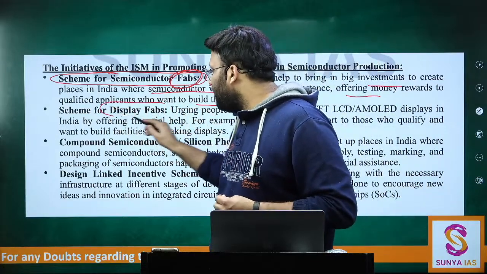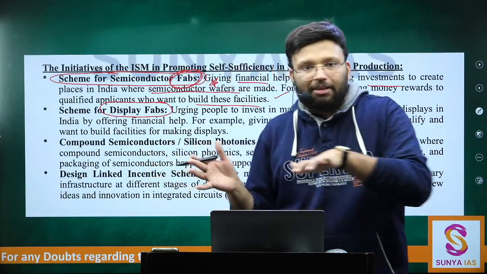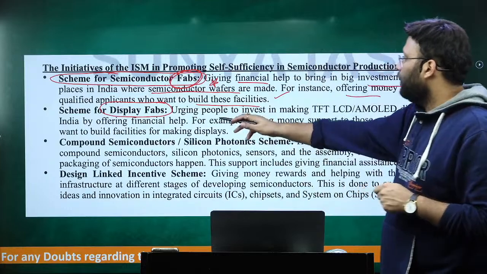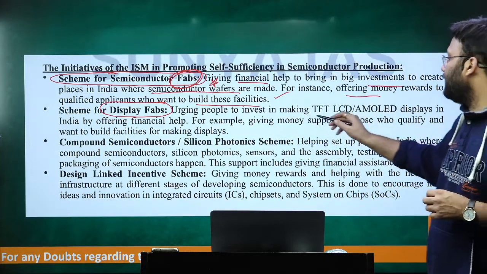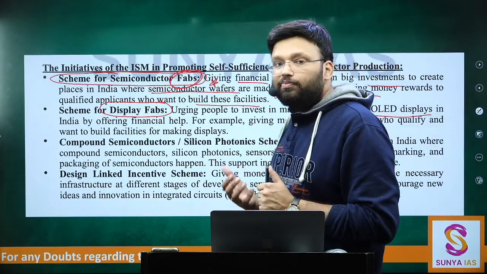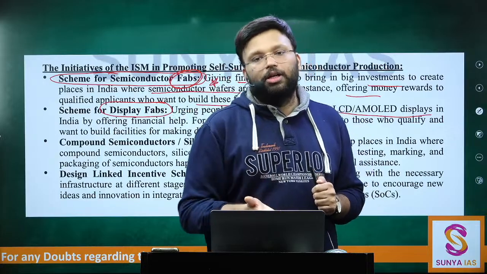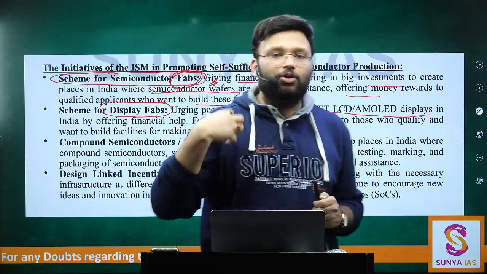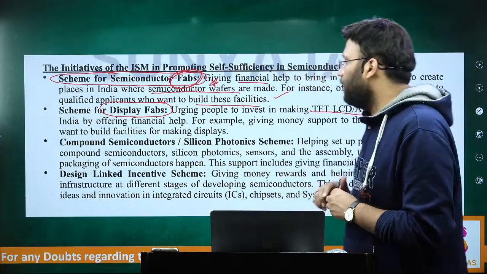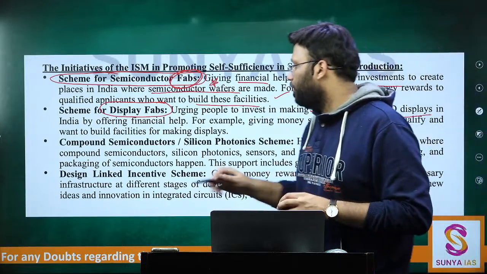Scheme for display fabs. Now we know that fabs are the bases. Then there can be semiconductor fabs, and there can be display fabs also. The scheme encourages people to invest in making TFT, LCD and AMOLED displays. We all know the whole screen of the phone is again one of the usages of semiconductors, right? So for that, we have given an incentive for display fabs too. We are supporting it with a financial component.